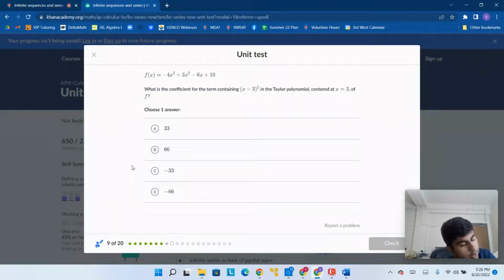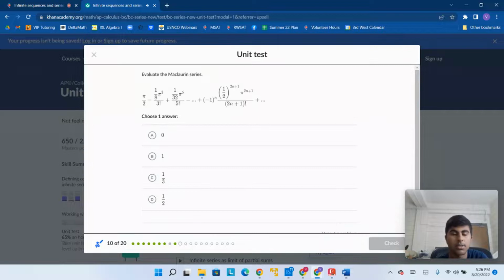This is the second derivative, so you have to divide by 2 factorial, which is 2, which is going to give you negative 33 as that coefficient. So our answer is negative 33. And we can keep going to the next question.